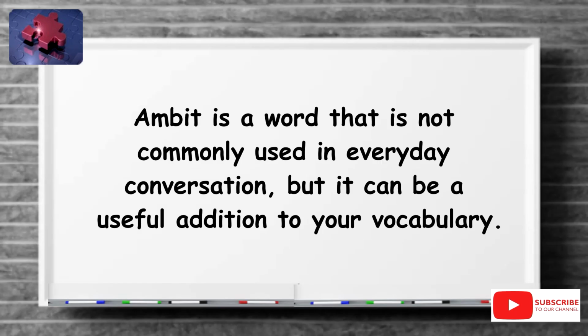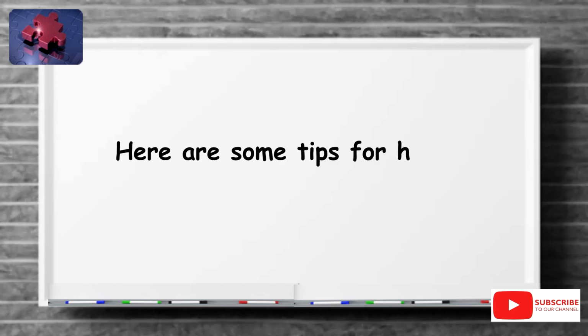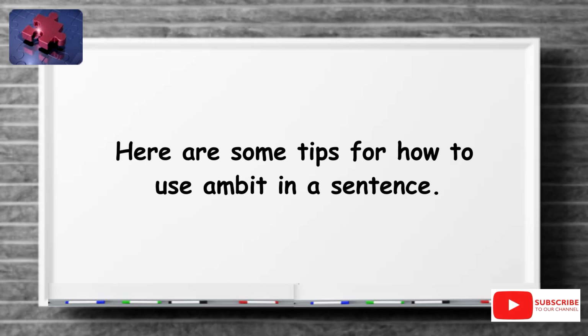Ambit is a word that is not commonly used in everyday conversation, but it can be a useful addition to your vocabulary. Ambit refers to the scope or range of something, such as the extent of a person's authority or the area covered by a particular law or regulation. Here are some tips for how to use ambit in a sentence.